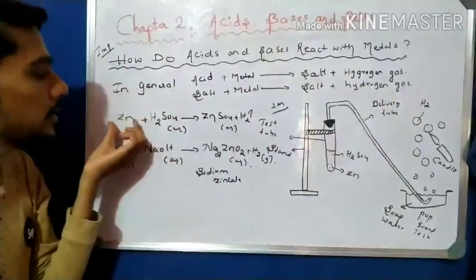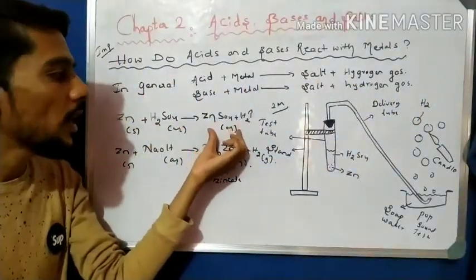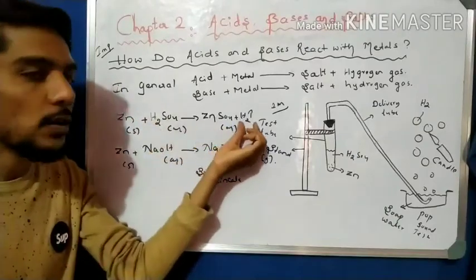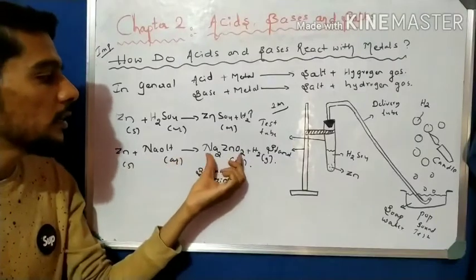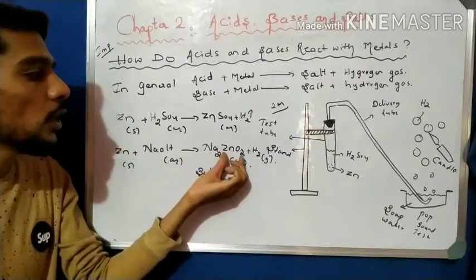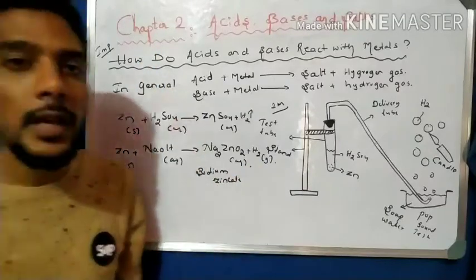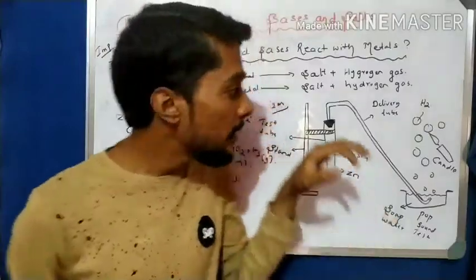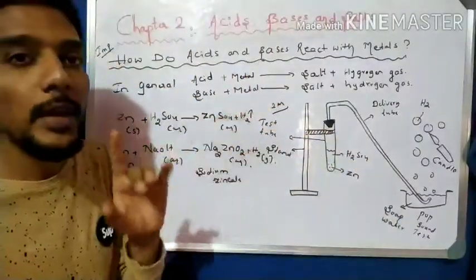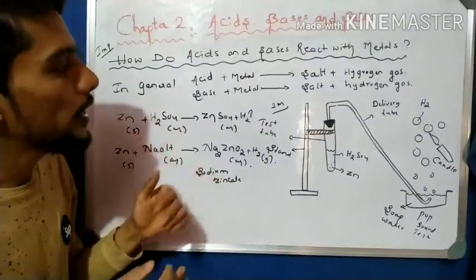For example, take zinc with H2SO4, we get zinc sulfate, the salt of the metal, and hydrogen gas is liberated. Take zinc with the base, we get sodium zincate, Na2ZnO2, plus H2 gas liberated. So this is all about the reaction of acids and bases with metals, and this is called the first chemical property of bases and acids with metals. So hope you understand this.